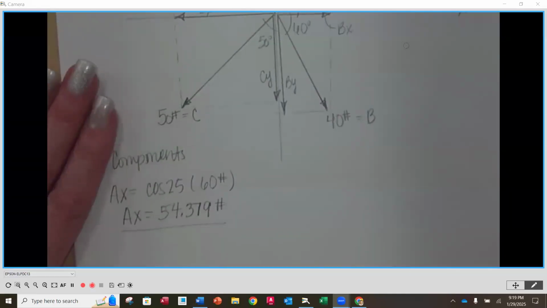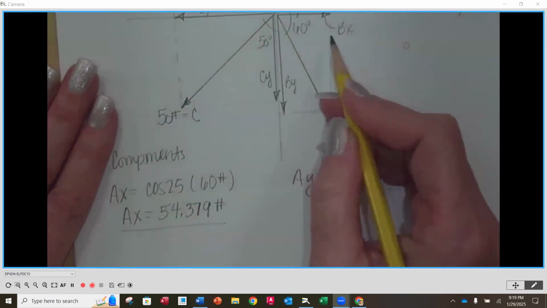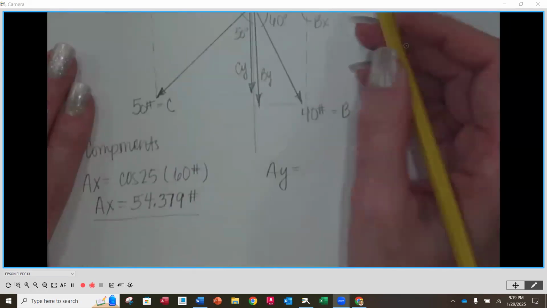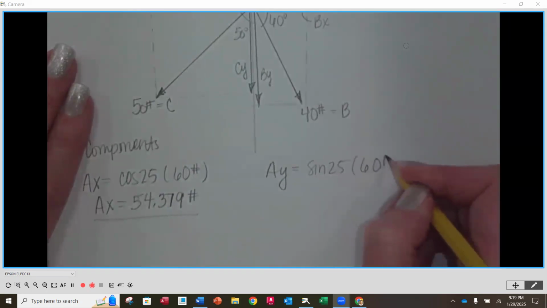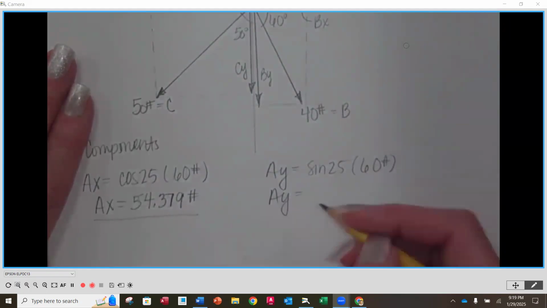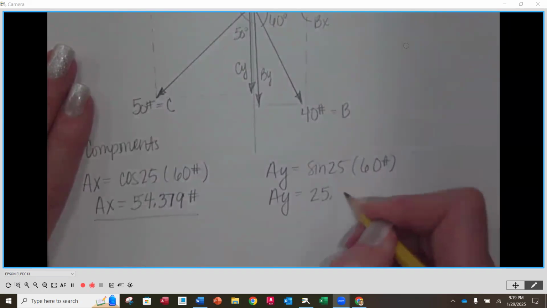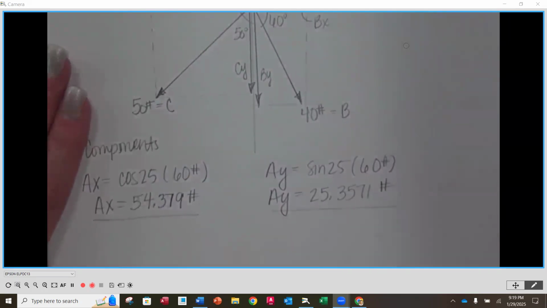Okay. Now our AY is going to be equal to, it's the side opposite. So it's going to be sine 25 times 60 pounds. So our AY, sine 25 times 60, we're going to get 25.3571 pounds. And again, I'm holding just a couple more decimal places so that I'll just round my final answer.